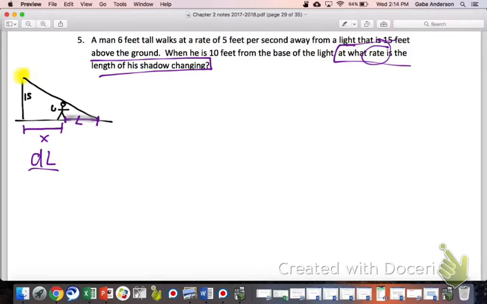As this man is walking away from the lamp, what's progressing? The shadow, the length, the time? Time, yes. This isn't really going to start doing anything until he starts moving, and that's when time starts. We're pushing play. So dL/dt, that is our objective.